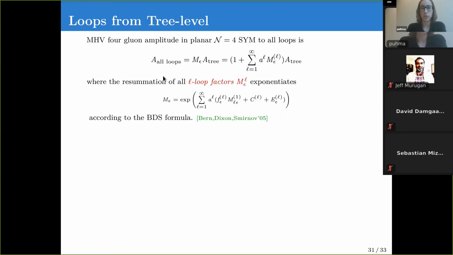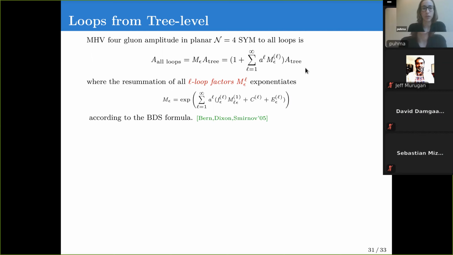consider, for example, N=4 super Yang-Mills and look at 4-gluon amplitudes in the MHV sector, in the planar sector of N=4 super Yang-Mills. There you can get the all-loop amplitude. You can put this in a convenient form where you have the tree-level amplitude and then some factor, which is a summation of all the loop amplitudes. And what's nice in N=4 super Yang-Mills is that this resummation of all these loop factors exponentiates and gives the so-called BDS formula, where you can get the all-loop amplitudes as an exponential factor times the tree-level amplitude.